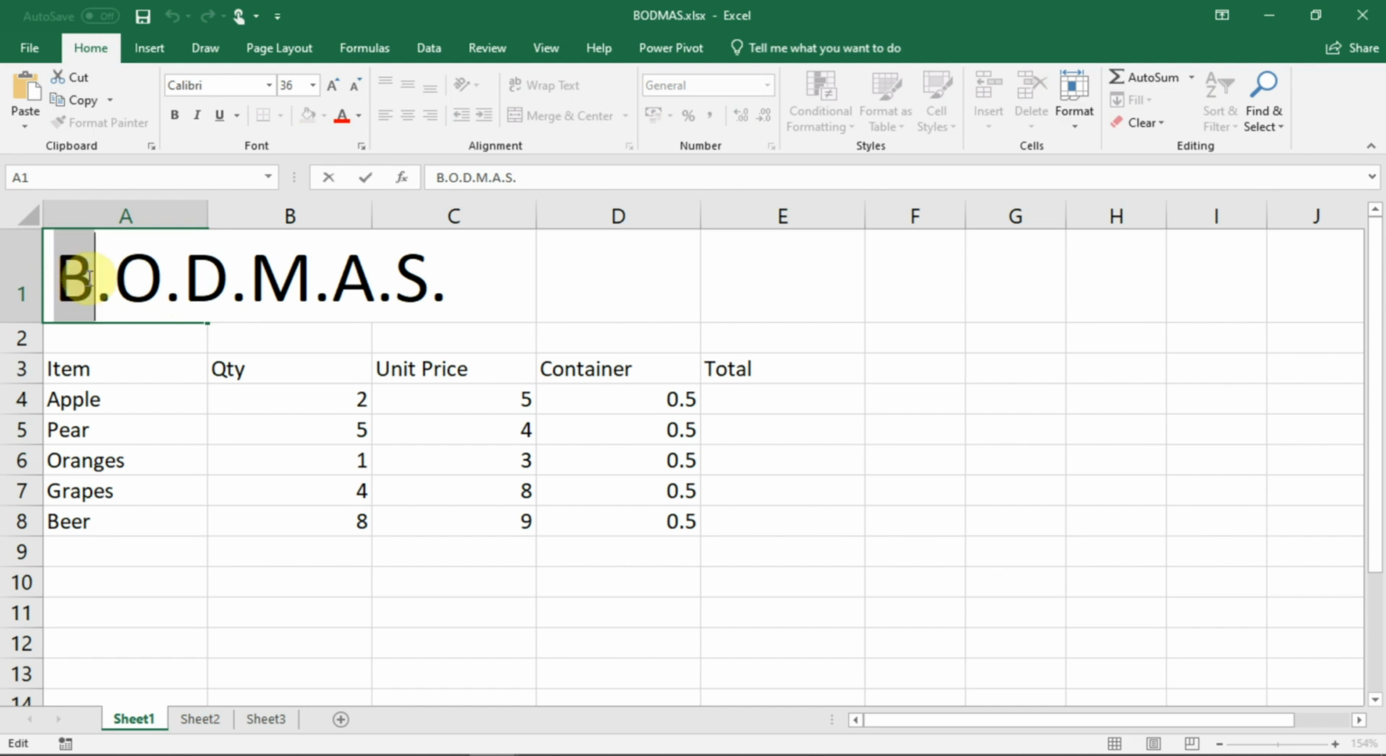B stands for bracket, O stands for orders, D stands for division, M stands for multiplication, A stands for addition, and S stands for subtraction. What BODMAS is telling us is the order that the calculations are going to go through. Now, just to make you aware, brackets, that makes sense. They're just brackets. That's what we're going to talk about.